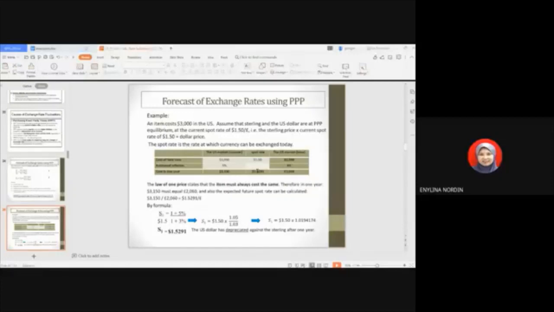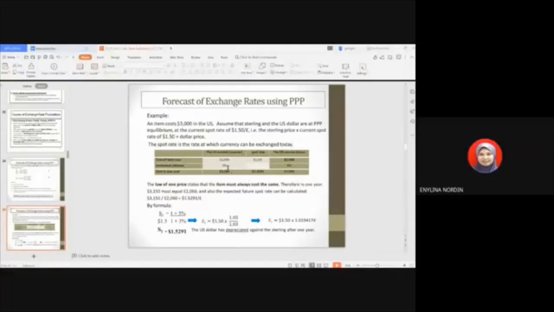Then if you look at the UK market for the same item, the item which costs $3,000 is actually equal to £2,000 using this rate. You convert this $3,000 into pounds and you get £2,000. Let's say the expected inflation rate in the UK is 3% per year. So in 1 year's time, the price of this same item is going to be £2,060.